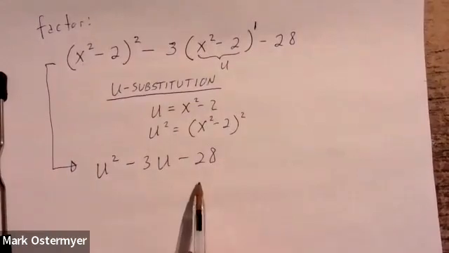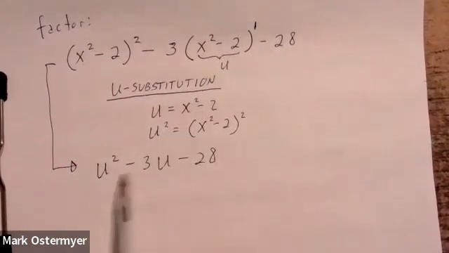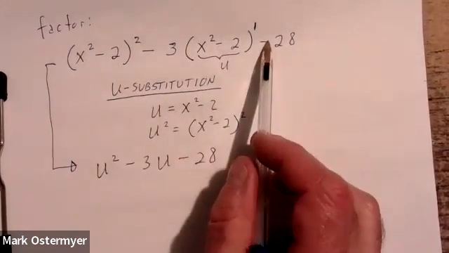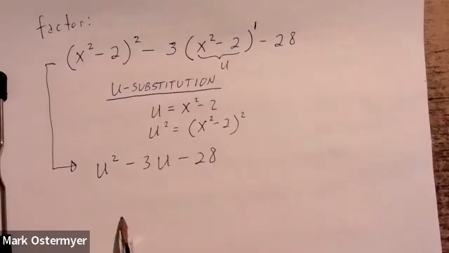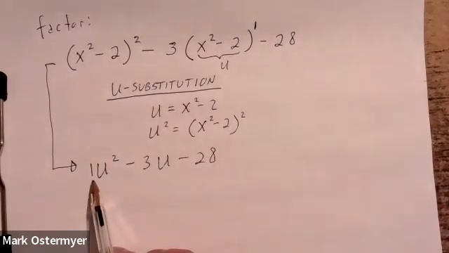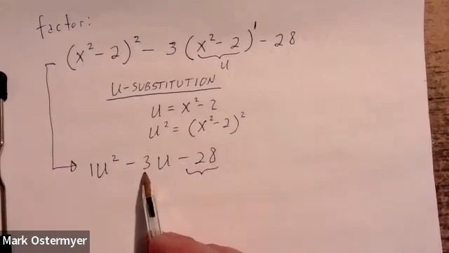Everybody understand what I just did here? With the understanding that U is this. Isn't that true? If U is equal to this, doesn't this polynomial become this in U? Now it's easier to see what we need to do. Notice it's an easy type of trinomial to factor in the variable U. All I need are a couple of factors of negative 28 that sum up to my middle coefficient of negative 3.